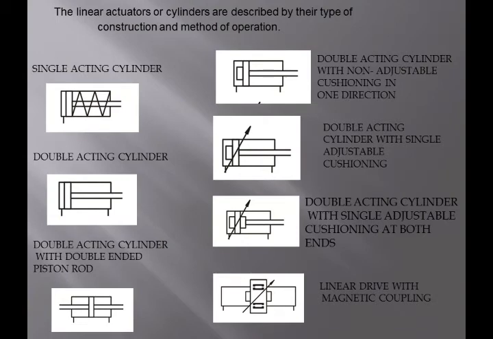Single-acting cylinder. Double-acting cylinder. Double-acting cylinder with double-ended piston rod. Double-acting cylinder with non-adjustable cushioning in one direction. Double-acting cylinder with single adjustable cushioning. Double-acting cylinder with single adjustable cushioning at both ends. Linear drive with magnetic coupling.